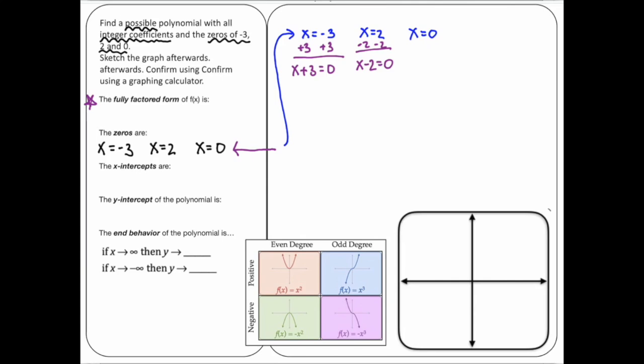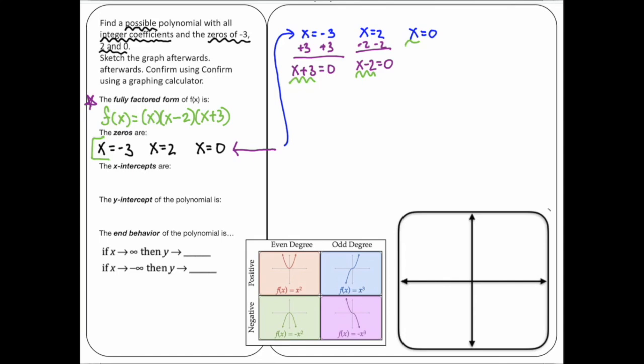So that means that these right here are going to be factors of the possible polynomial that we're looking for, because when they're set equal to 0, they give us these answers. So in the fully factored form, I'm going to write f of x equals x times x minus 2 times x plus 3. Okay? So let's go ahead and fill out the rest.